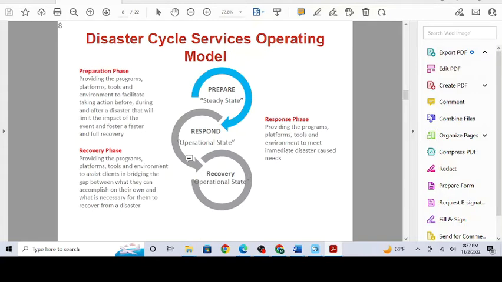It's a recovery phase. A lot of times these will be caseworker roles, but the focus goes from meeting people's immediate survival needs to more of a focus on how do I recuperate from the disaster that just occurred? How do I recuperate from the loss of my home, car, that type of thing? And those again are the two different phases to the operational state.